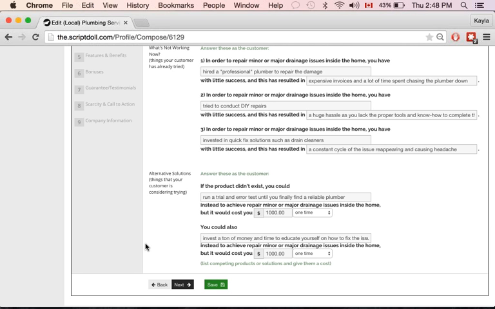And then finally, we're going to talk about alternative solutions. So if the solution that you're presenting them wasn't an option, what else could they do? And what approximately could it cost them?